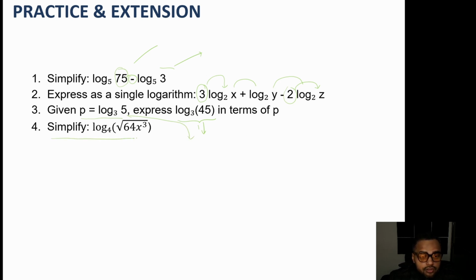For the fourth question, log of square root of 64x cube, base 4. I'll write it for you: log base 4 of 64x cube could be written in the format of 64x cube raised to the power 1 by 2. Now again this is in the format of power, so this 1 by 2 will be coming out in the multiplier format. So this is the cheat code for this question.